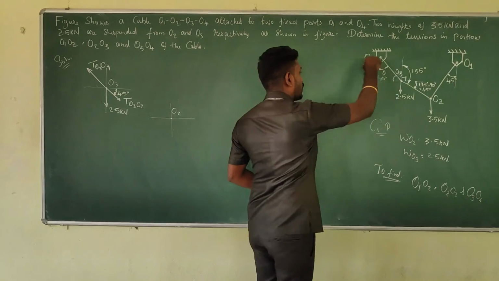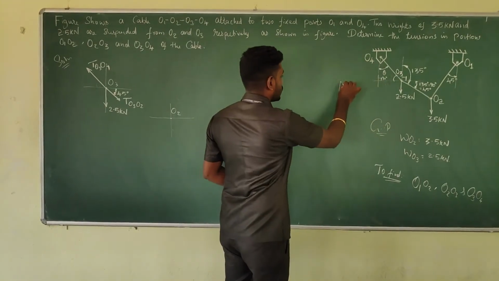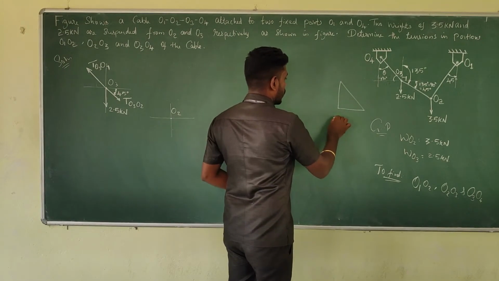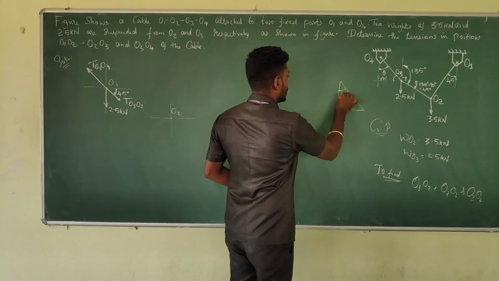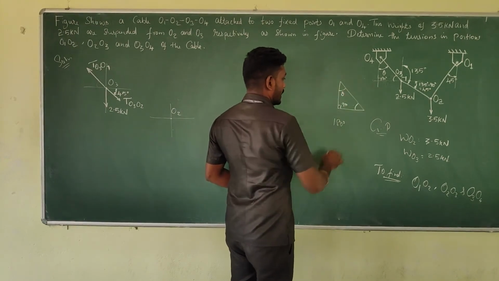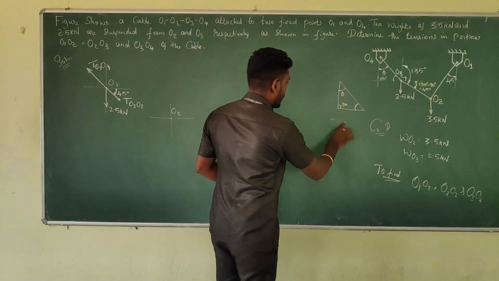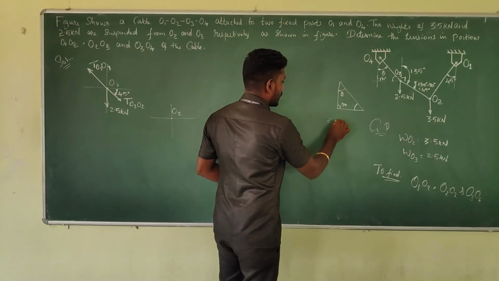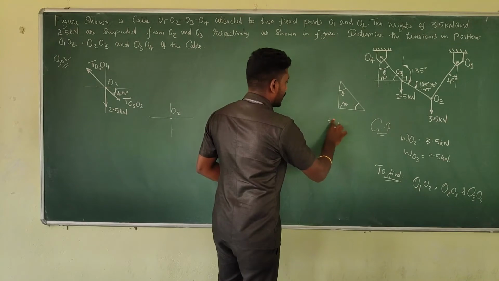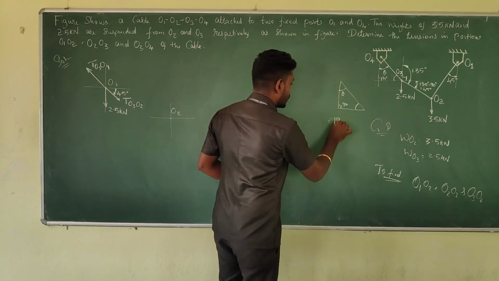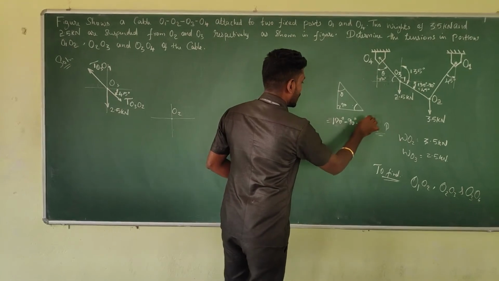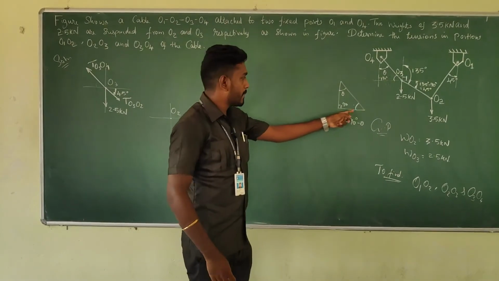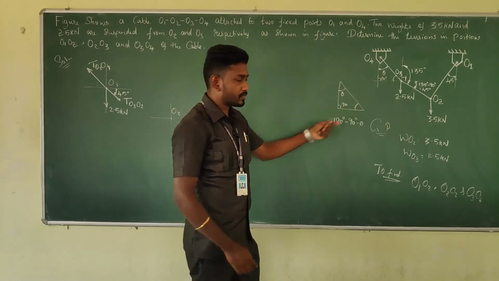We know total angle of triangle is 180. Am I right? 180 degree. So this is with 90 degree. This is with theta. So in order to find it, I can say, total angle is 180. So 180 degree minus 90 degree minus theta, you'll get the answer for this.